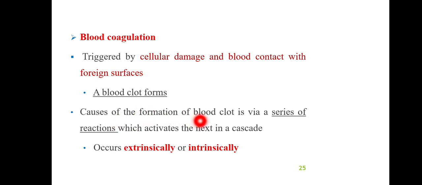The blood clot forms via a series of reactions which activate the next in the cascade. This occurs extrinsically or intrinsically. So what do we mean by blood coagulation happening extrinsically or intrinsically? Intrinsically, this is because the chemicals that are responsible for blood coagulation are coming from inside, and the intrinsic is happening because this particular blood is in contact with the foreign substance.